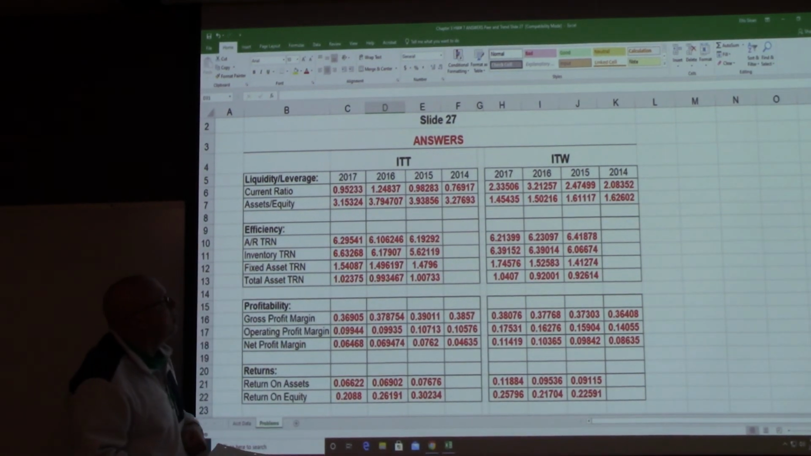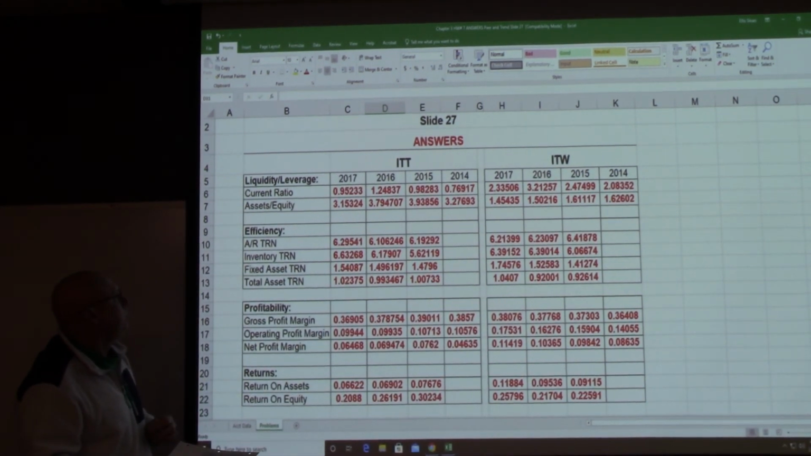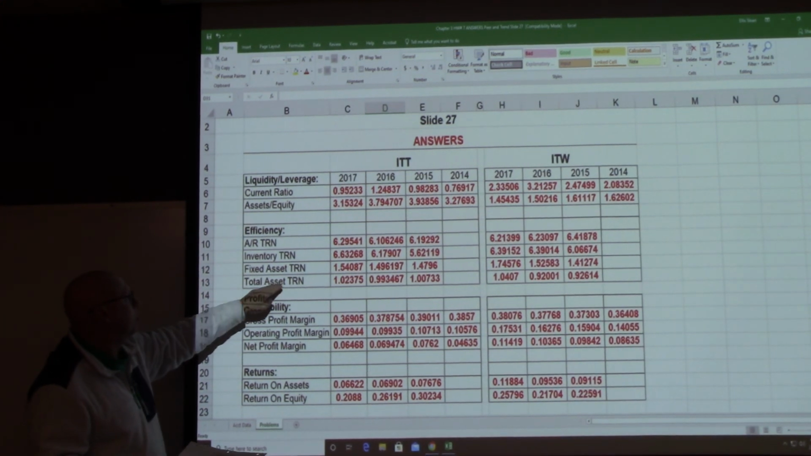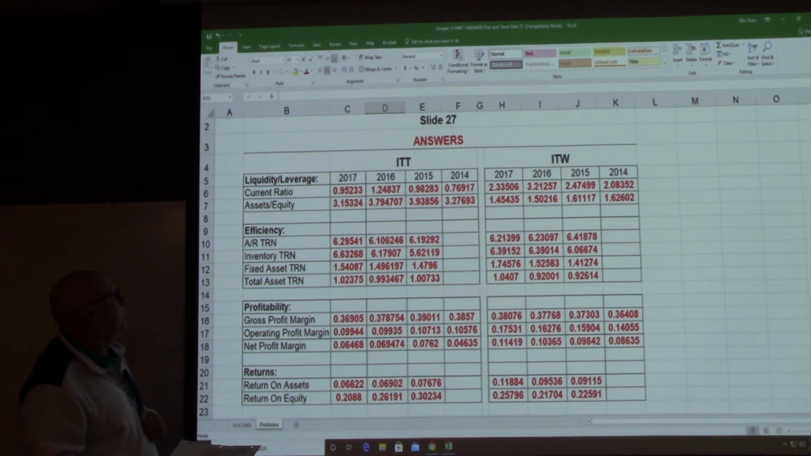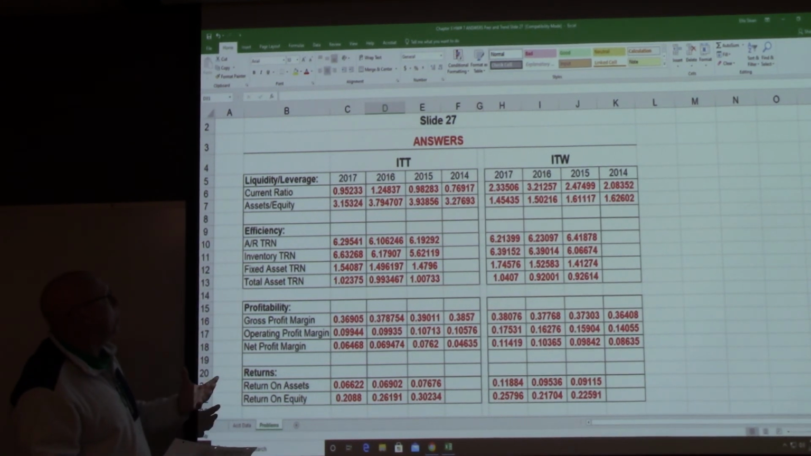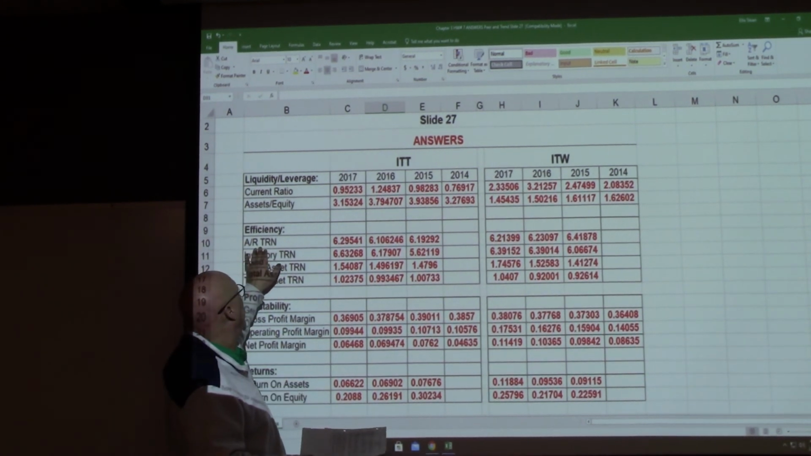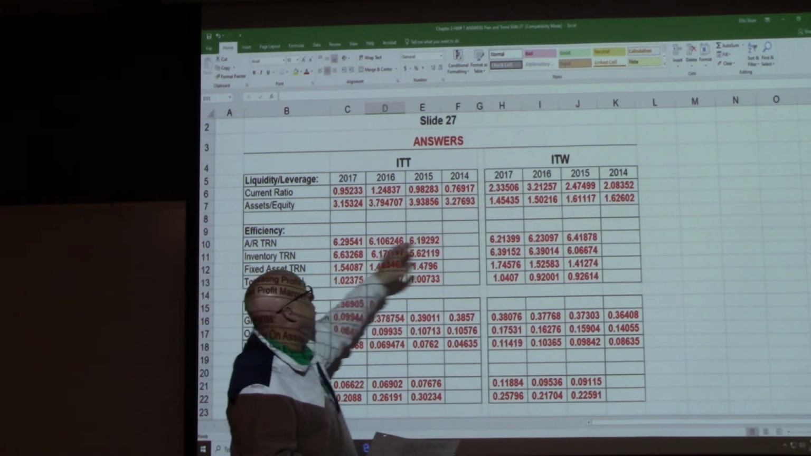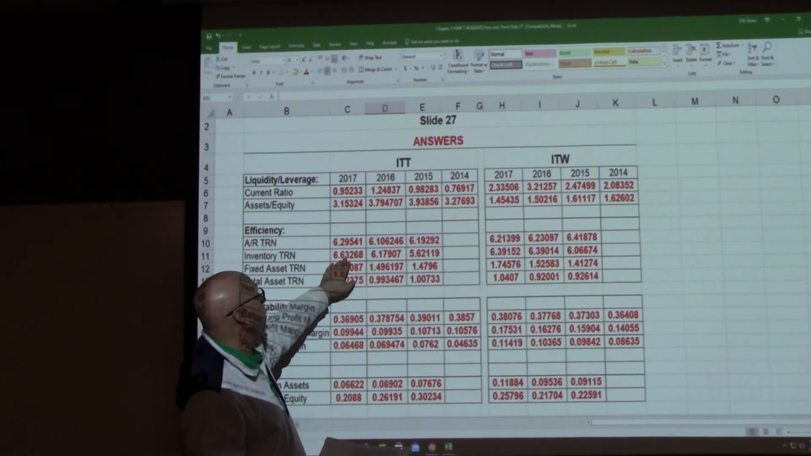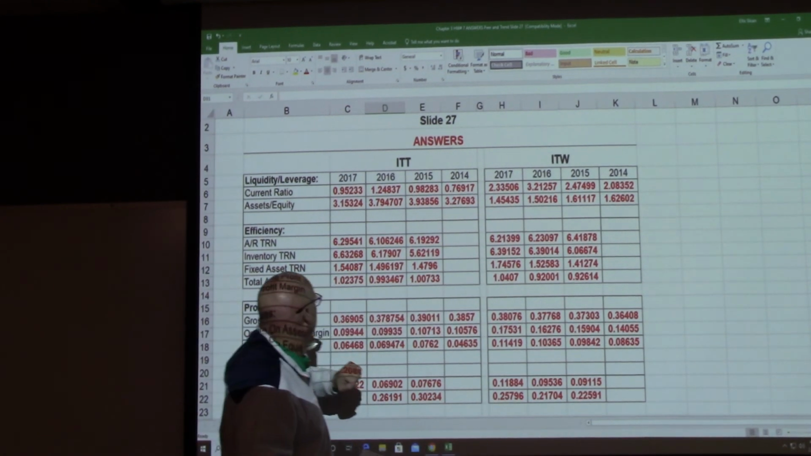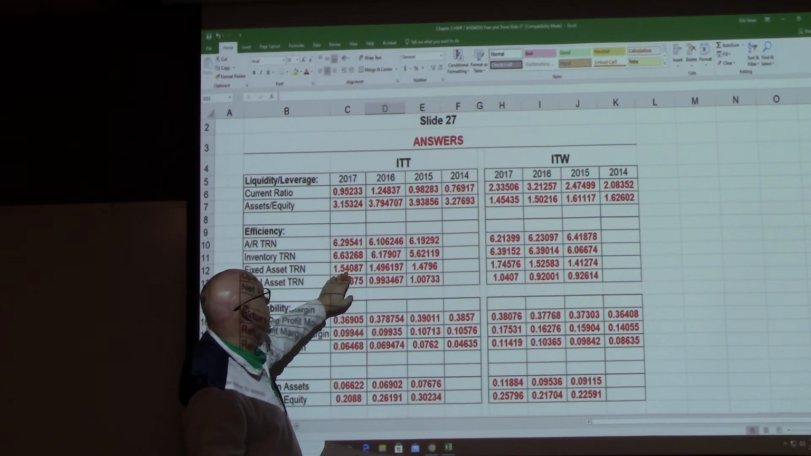So no big differences there. All right, now let's break down total asset turnover. Both companies run about the same in terms of efficiency. And let's look at the components of efficiency. How are they managing their accounts receivable? Pretty close. How are they managing their inventory? Fairly close. How are they managing their fixed assets?